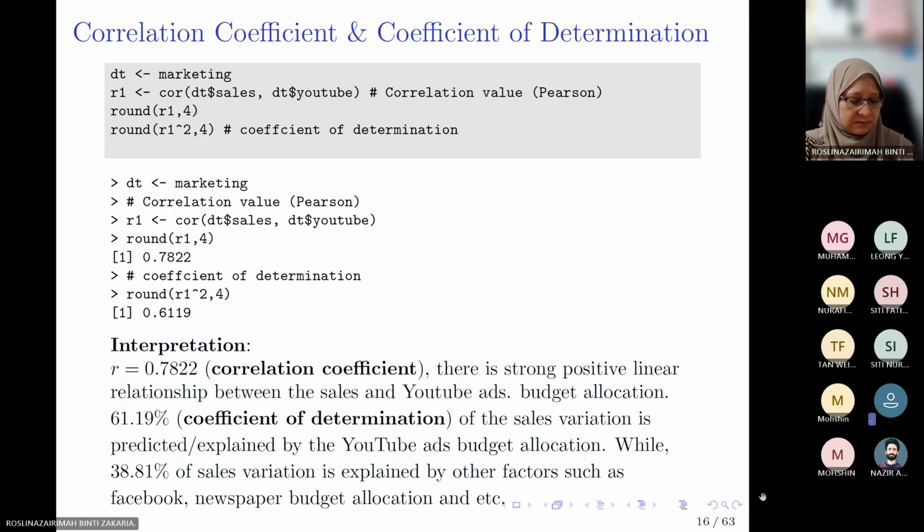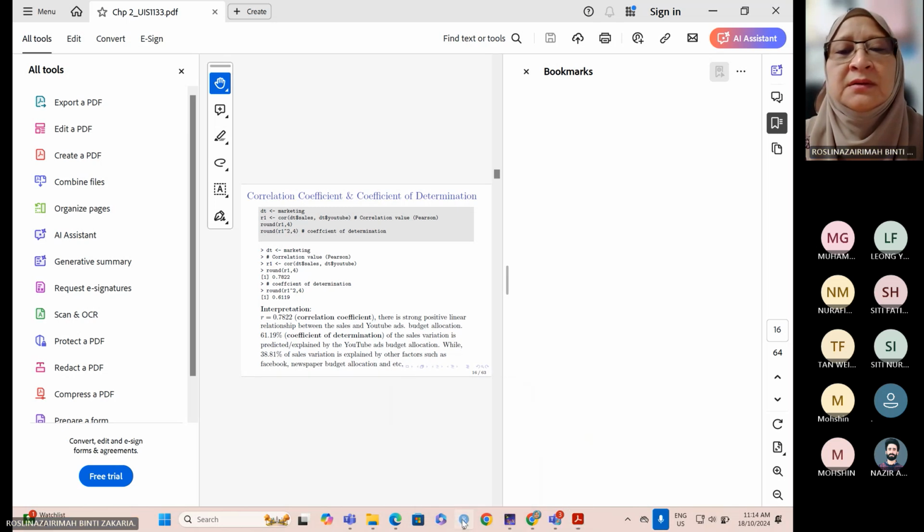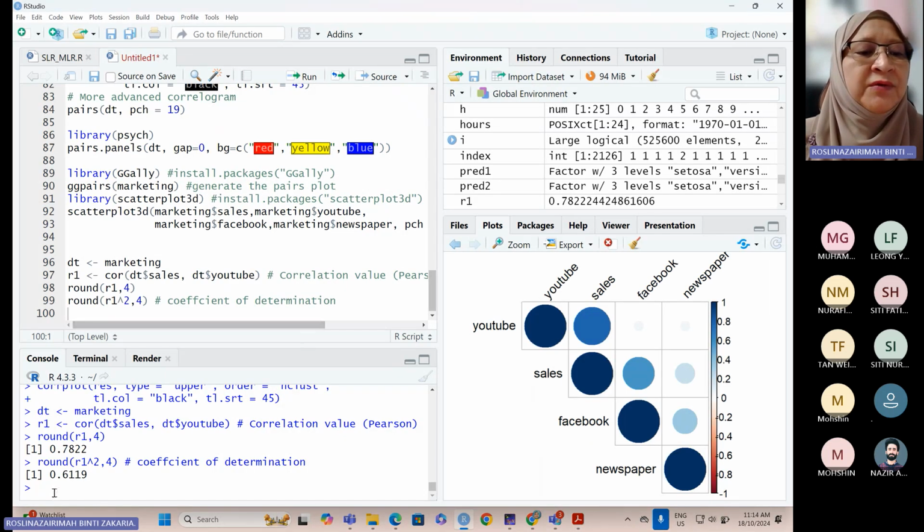Doctor, I want to ask. For my project, I do the Spearman correlation coefficient. If I do this coding, does it cover both or only Pearson? Wait, you can change it actually. Let's check the formula. If you want to check the formula, just type question mark cor.